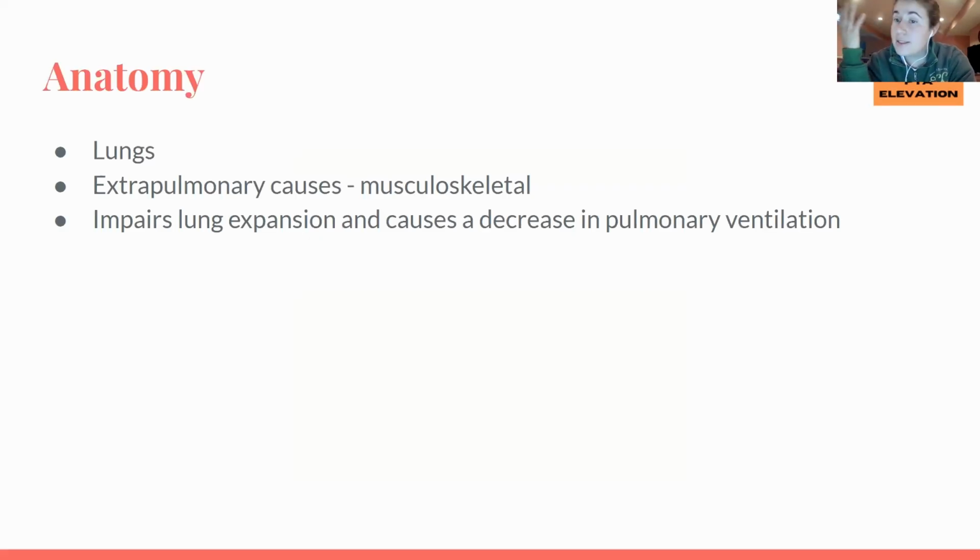So anatomy: lungs and all of their surrounding structures. So any of the pleural cavity, anything within the lungs themselves, so the trachea, the bronchial tubes, the bronchi, all of that stuff is involved with these restrictive lung diseases. Extrapulmonary causes could be anything musculoskeletal, like from scoliosis to other things that would end up causing a structural deformity and squishing the lungs. Remember, the definition of a restrictive lung disease is it impairs lung expansion and causes a decrease in pulmonary ventilation.